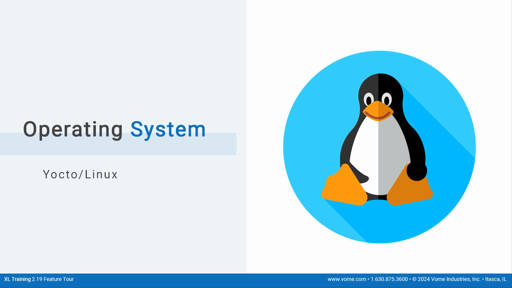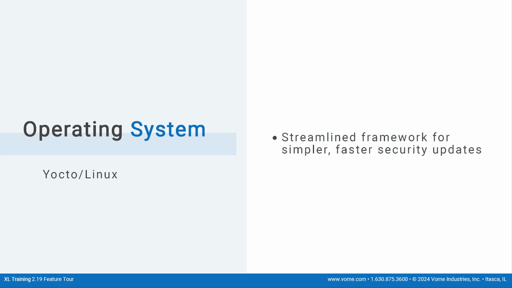We've also done a lot of work under the covers to enable easier, faster, and more robust updates to both the operating system and the XL application software. Amongst many other benefits, a streamlined update framework makes security updates simpler and faster, a feature of fundamental importance for manufacturing. These enhancements require no additional setup. It's automatically handled for you as part of the 2.19 update package.